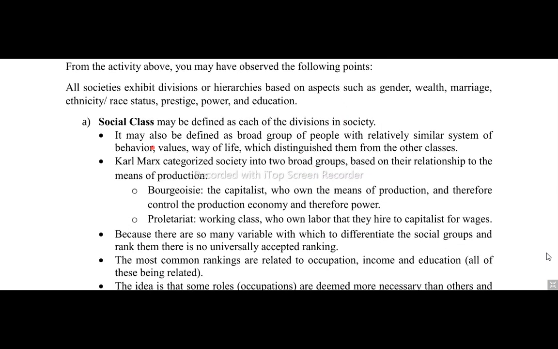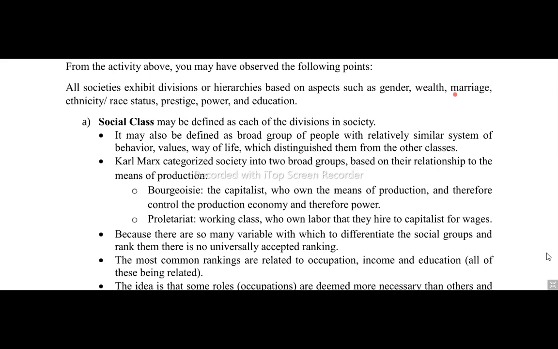So from the activity above, you may observe the following points. All societies exhibit divisions or hierarchies based on aspects such as gender, wealth, marriage, ethnicity, race, status, prestige, power, and education. So how does it manifest? Division on gender, we have female and we have male. On wealth, we have rich and the poor.